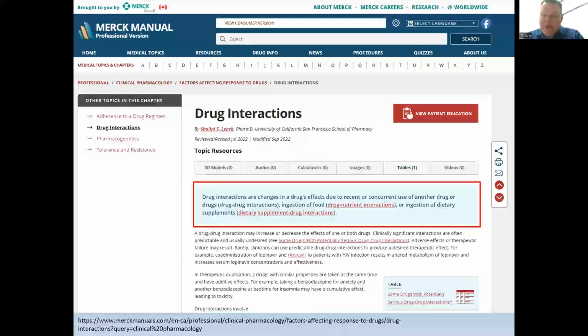Now, for the purpose of this discussion, we will use the term drug-nutrient interactions because we're talking about vitamin and mineral food components rather than herbs and botanicals or extracts that aren't typically part of the diet.